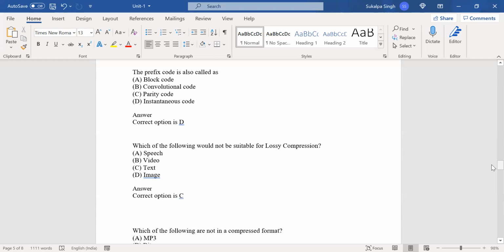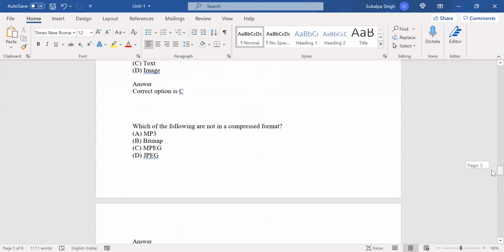Which of the following would not be suitable for lossy compression? Definitely it is text. Sorry, I was saying image, but it is text. Because in lossy compression there can be some loss of the data, and we cannot afford loss of data in text. Suppose you're sharing banking details and there are two zeros in 5,000, and the zeros get removed, then it will become 50. So we have to make sure of that.